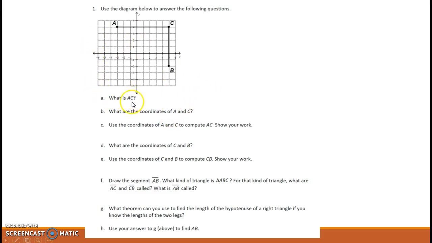You notice the notation here is the letters A and C with no bar above it. You can see down here at F when it says draw segment AB, that notation is referring to the actual segment, whereas this notation with no bar is referring to the length or the measure of that segment. So what we're looking for is an actual numeric answer. Of course we can find AC just by looking at this diagram, and we can count the units and see that the length of AC is 8.